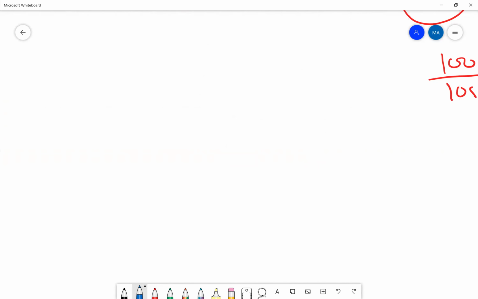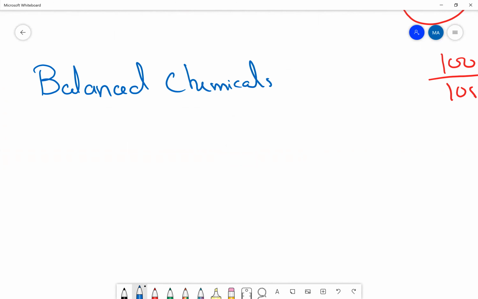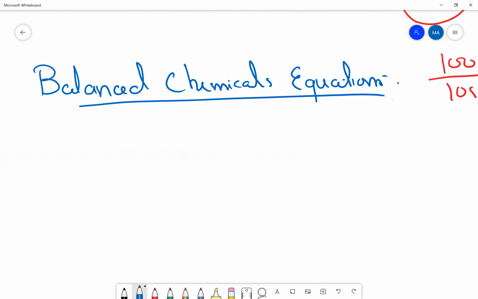Balanced chemical equations. Balanced chemical equations are very important for moles calculations. You know how to balance an equation? Okay. I'm going to give you an example question here. You let me know how to balance it.